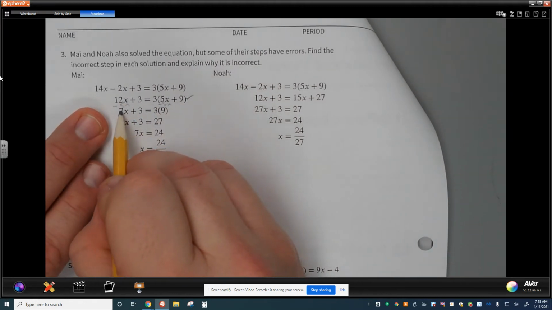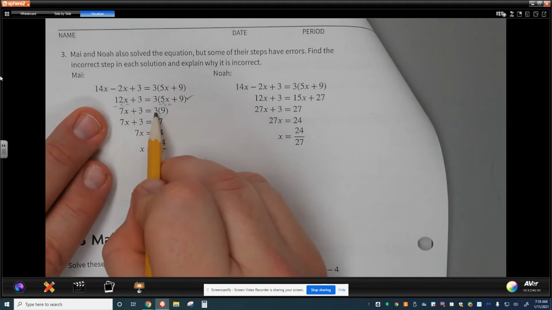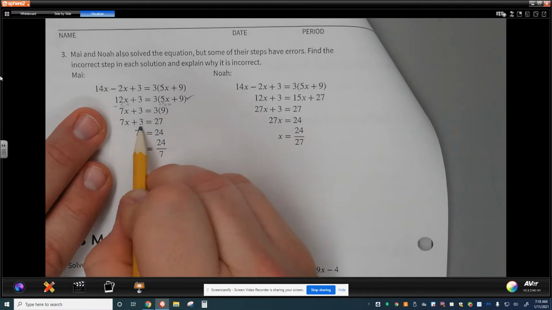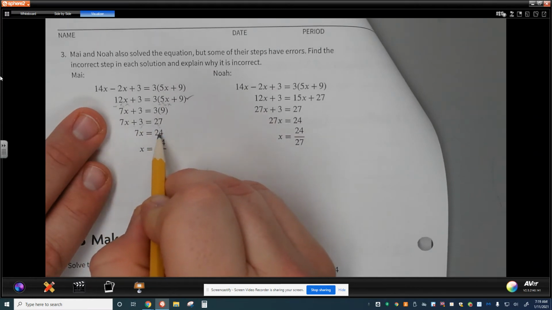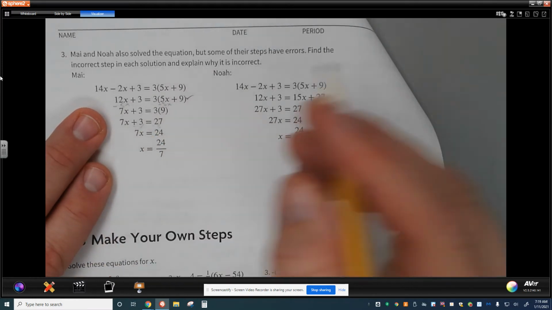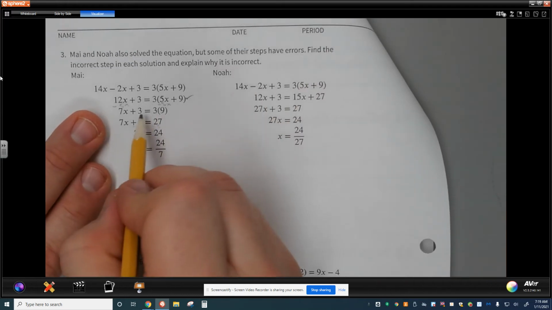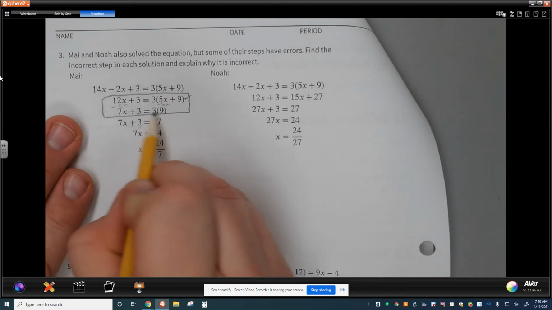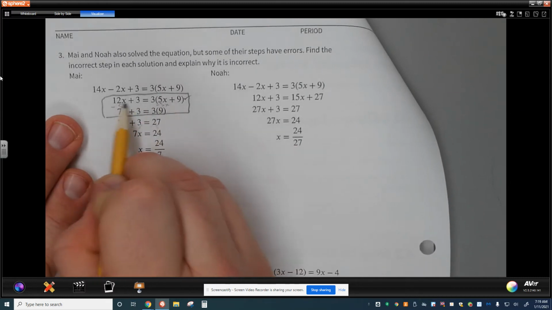From here, we have 7 times x plus 3, and 3 and 9, 27. She subtracted 3, which would be 24. 24 divided by 7. So really, she actually did really well. Her mistake was right inside here. Not necessarily this step right here, but right here in this step.